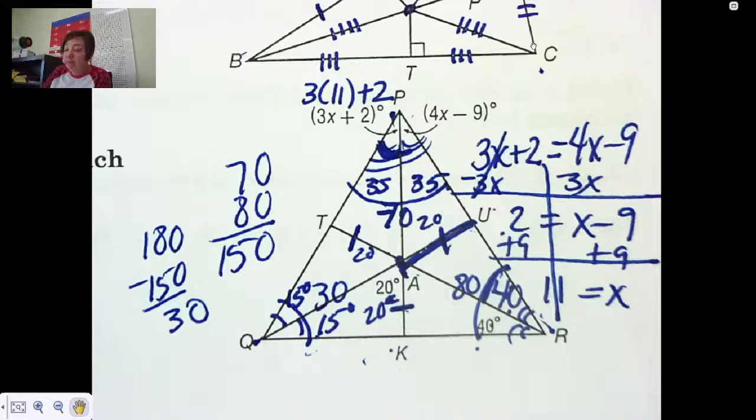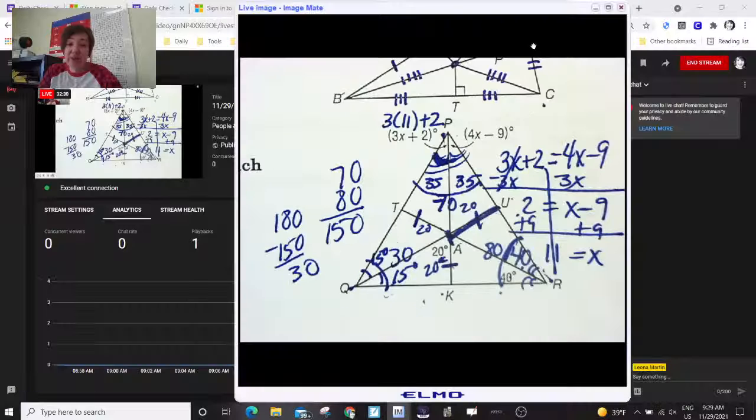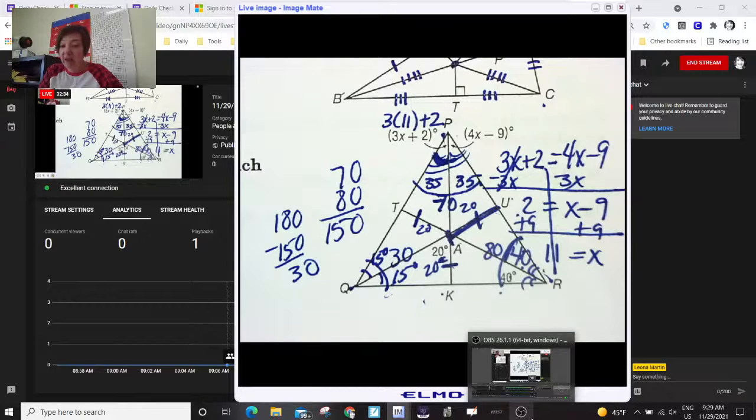Okay? Okay, the application, was it hard? What do you have to pay attention to? Which one it is, right? Is it an angle bisector? Is it a perpendicular bisector? Okay, I am done. Y'all got 6 extra minutes.